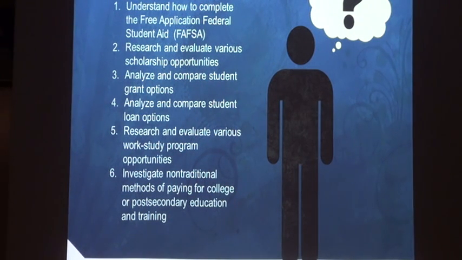First thing you need to do is to understand how to complete the FAFSA, research and evaluate various scholarship opportunities, analyze and compare student grant options, analyze and compare student loan options, research and evaluate various work-study programs, and then finally investigate non-traditional methods for paying for college. Applying for the FAFSA is really easy to do. There's no reason for you not to do it. And the other thing you absolutely need to do is start filling out scholarship applications if you haven't already missed those deadlines. Don't be lazy, it's free money, go get it.